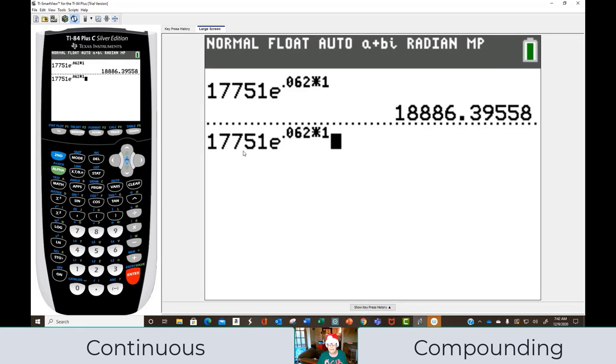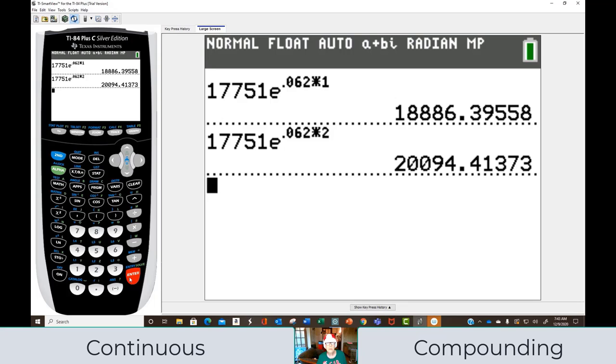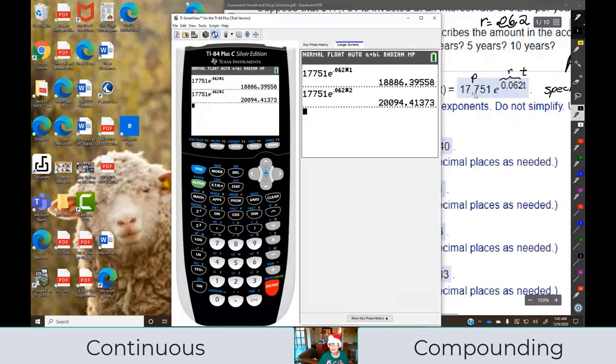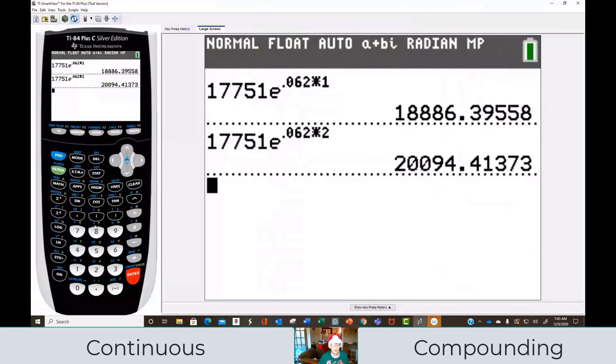Now, this is set for 1 year. I'm going to use my left arrow key here to move back and back so that the cursor is blinking on top of the one, and I'm going to click on two. That changed the one to a two. And so I hit enter. This is your balance after 2 years. Now, let me make sure I've got my numbers right. 17,751. Yes, I do.